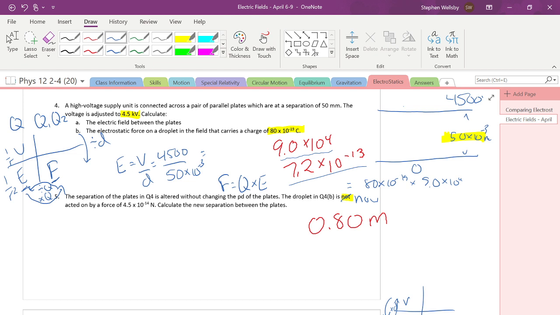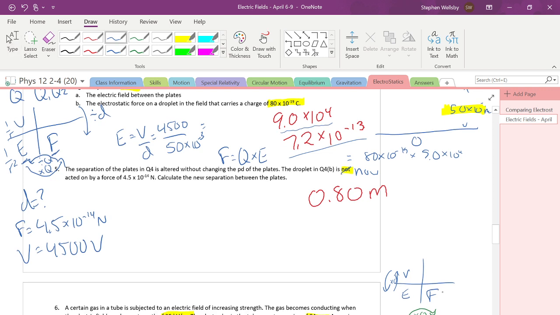Nonetheless, if we have this thing here, we are looking for the new separation. So we need to find this D. So that's what we're trying to find here. What is D? And we also know that the force is 4.5 times 10 to the minus 14 newtons. And we know that the potential is going to be 4,500 volts. And so if we look back at the square over here, we have the force, and we also have the potential.